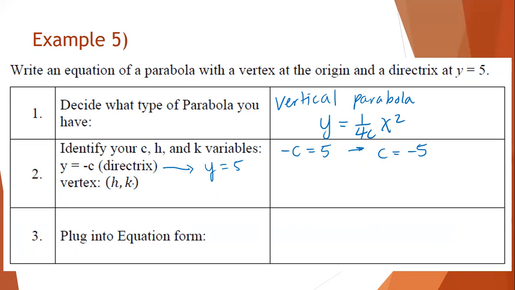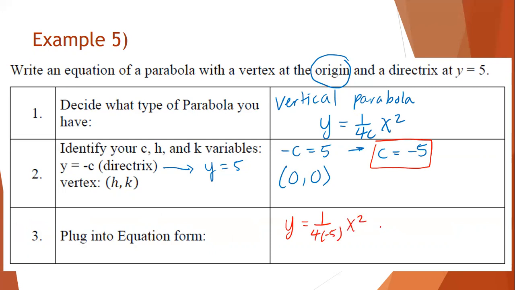And then identify our vertex. Well, that's easy because it's set at the origin. So our vertex is simply 0, 0. And now we're going to plug it into the equation form. We already established what equation we were working with, so the only thing we have to plug in is c, right? And what is c? Negative 5. So we have y equals 1 over 4 times negative 5 x squared, which means our equation is y equals 1 over negative 20 x squared.